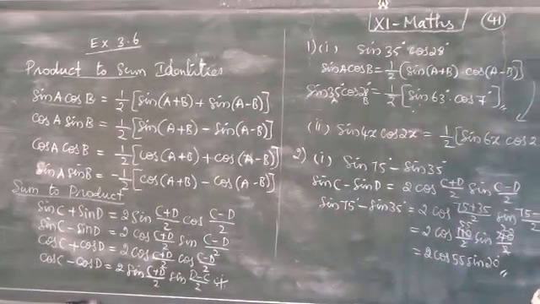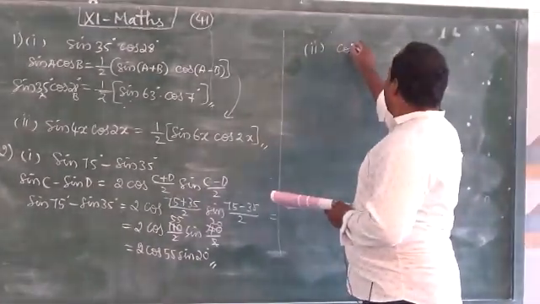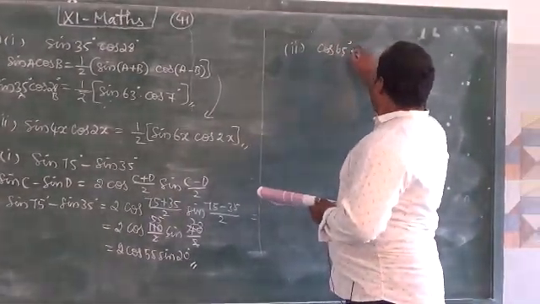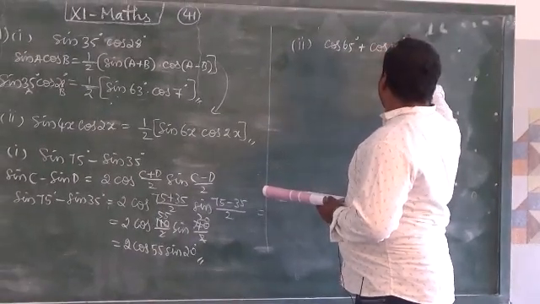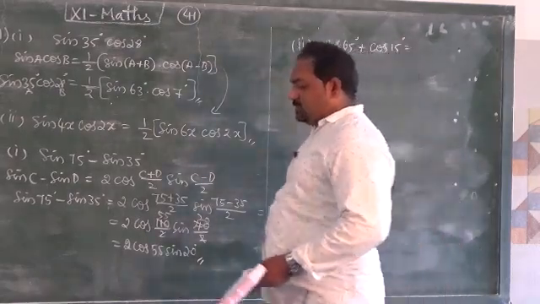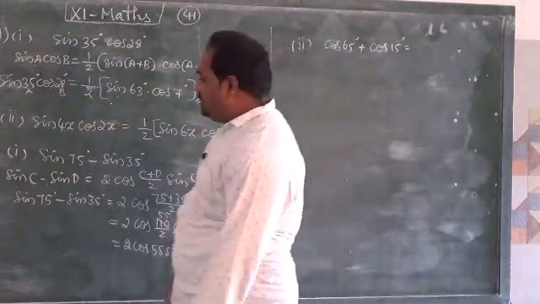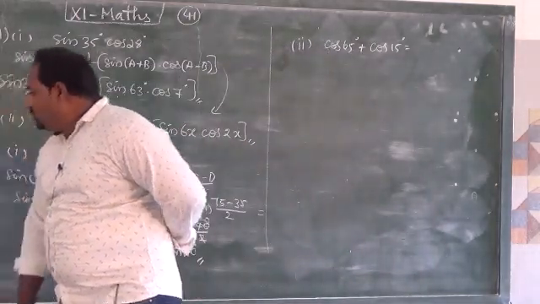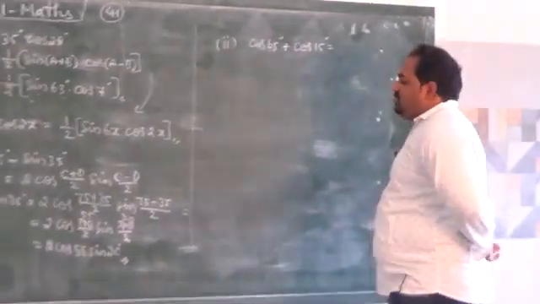Second subdivision is cos 65 degree plus cos 15 degree. This can be written as cos C plus cos D. The formula is 2 into cos (C plus D) by 2 cos (C minus D) by 2.